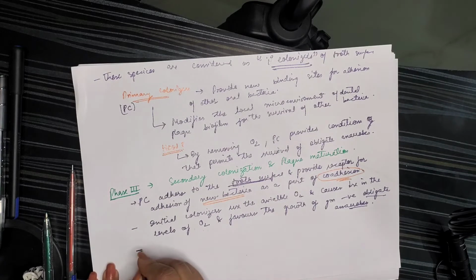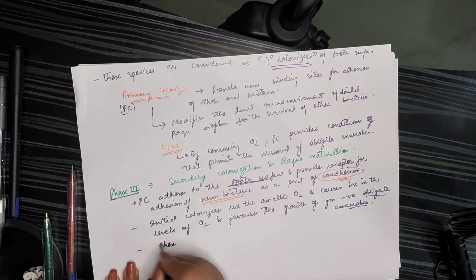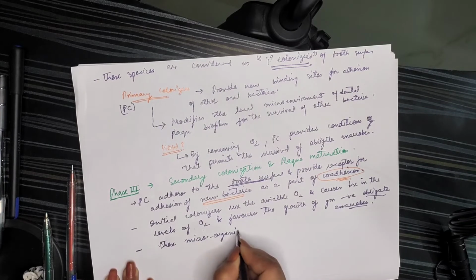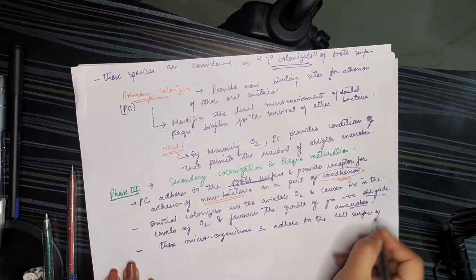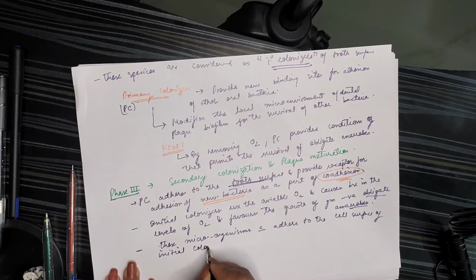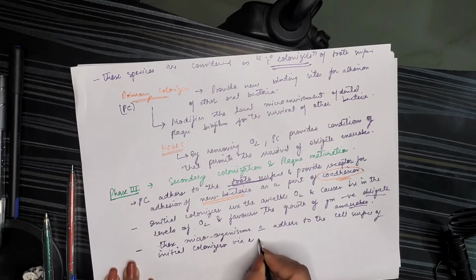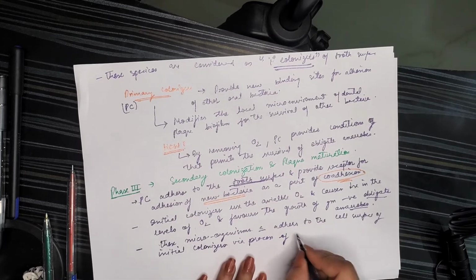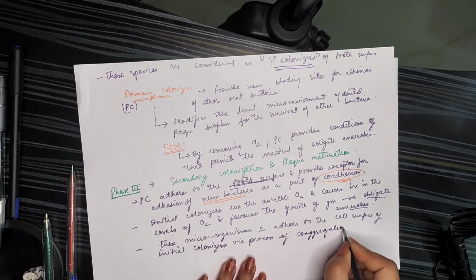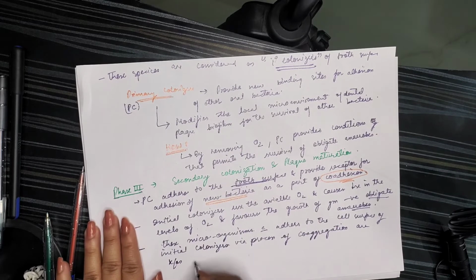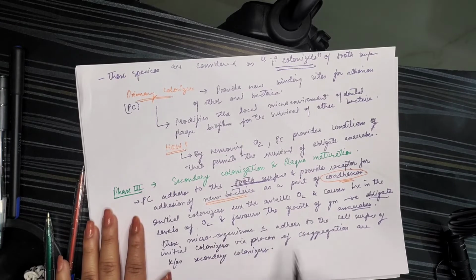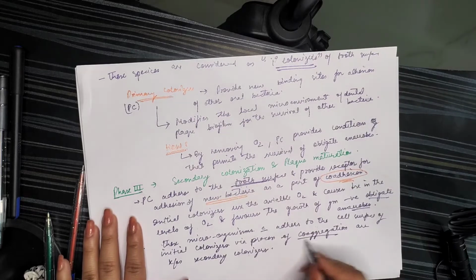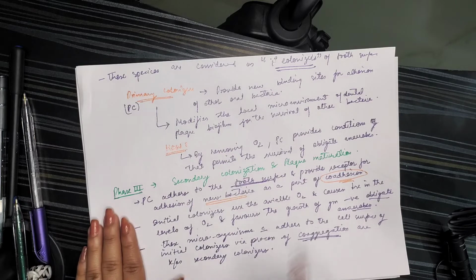Okay. These microorganisms which adhere to the cell surface of initial colonizers via a process of co-aggregation are known as secondary colonizers. So the microorganisms which adhere to the cell surface of initial or primary colonizers via co-aggregation are known as secondary colonizers.